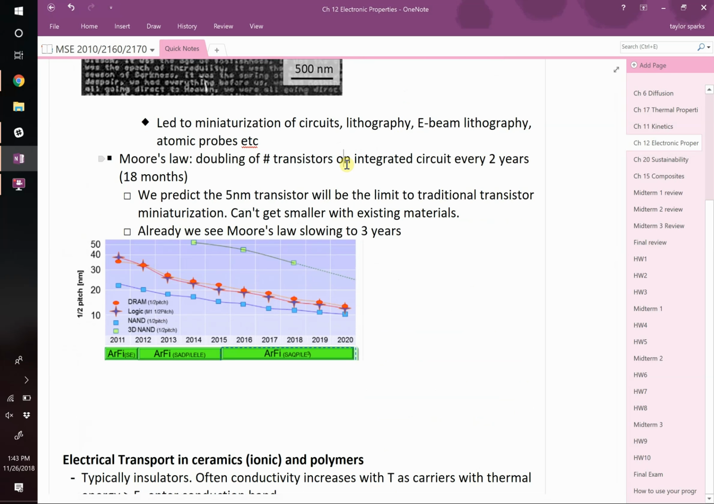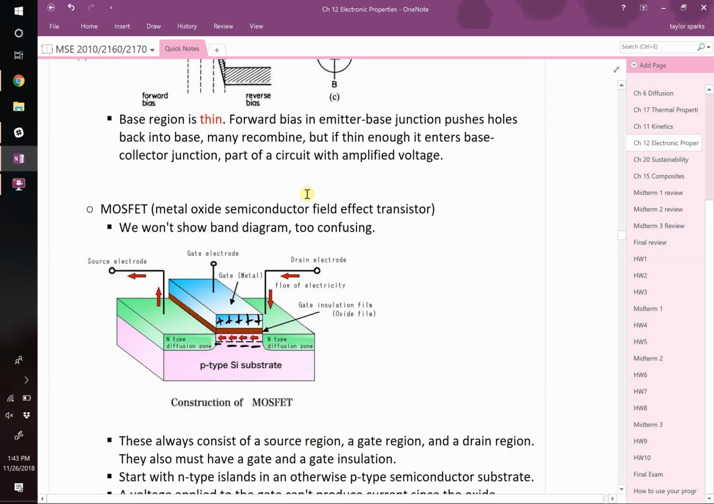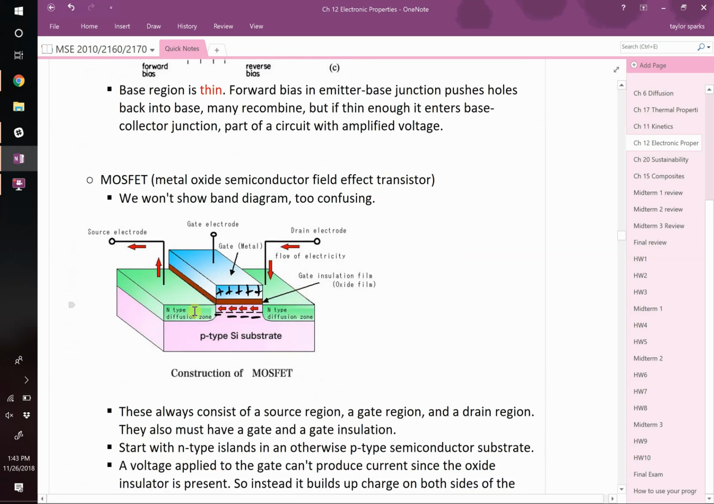And now it's getting to the point where, I mean, we don't have individual atom gates, but we have what's called the 5 nanometer transistor. 5 nanometer means that the distance between source and drain is 5 nanometers. That's like 50 atoms or something? That is not very wide. That's how small we can do it.